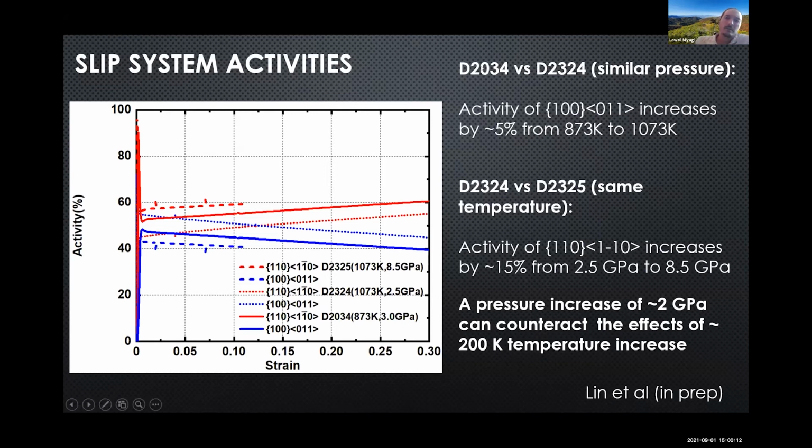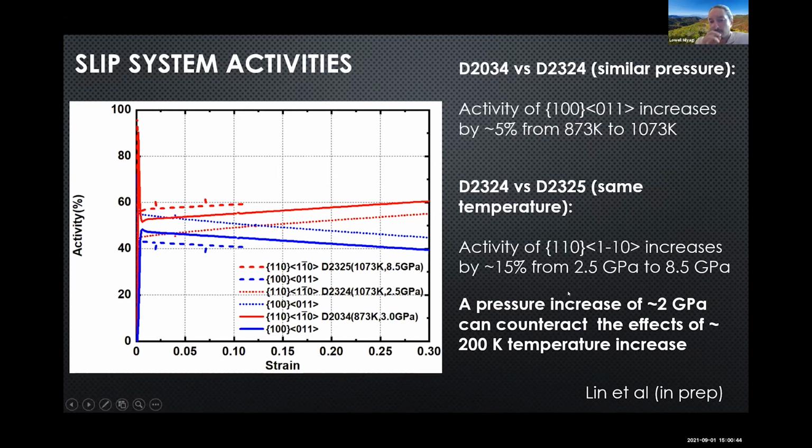So for example, if we compare these two runs here, which were at a similar pressure, if we look at the change in slip system activity from 873 to 1073, we see that the 100 slip increases by about 5%. If you look at these two runs here, which are at the same temperature, but 2.5 GPa and 8.5 GPa, we see the increase in pressure increases the activity of the 110 slip by about 15%.